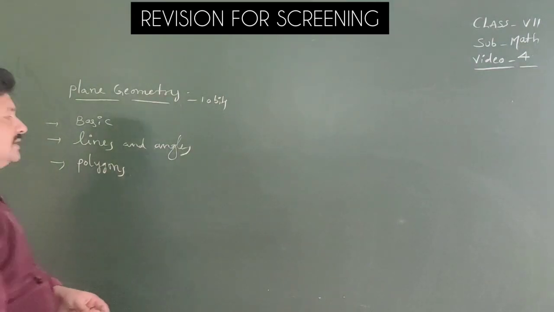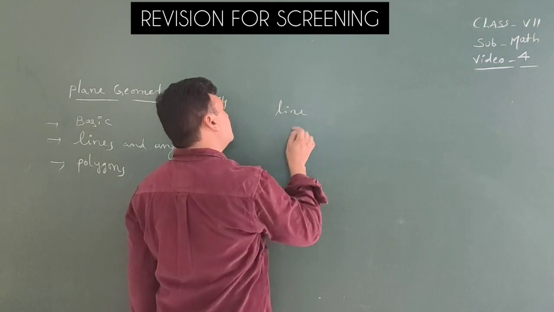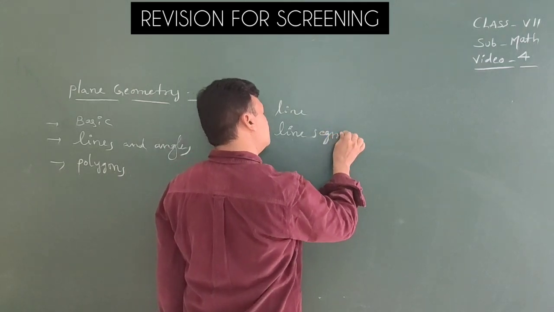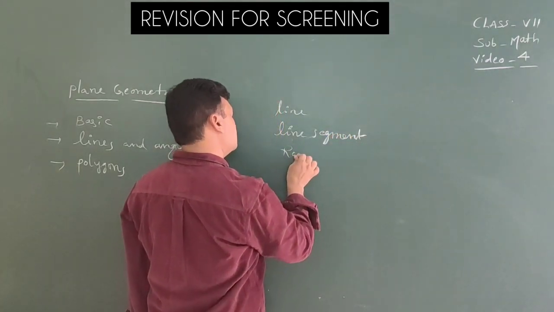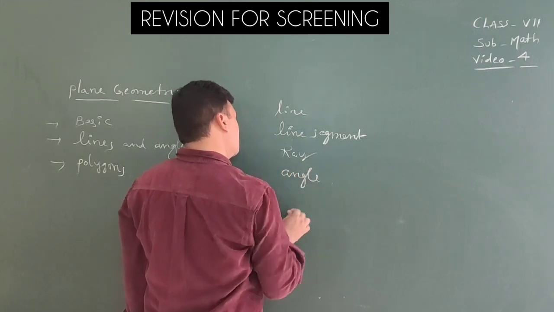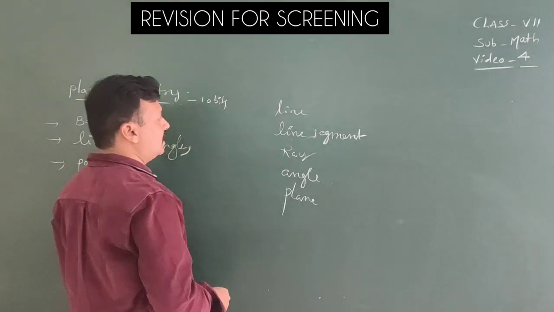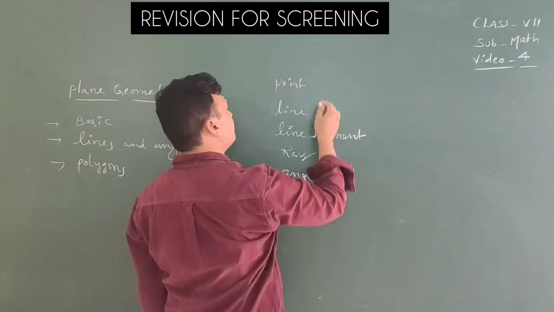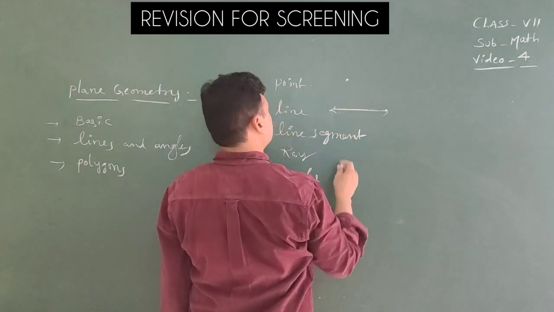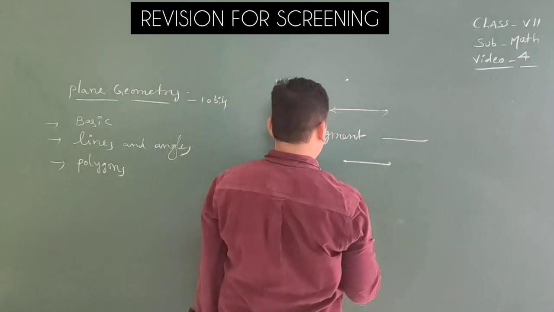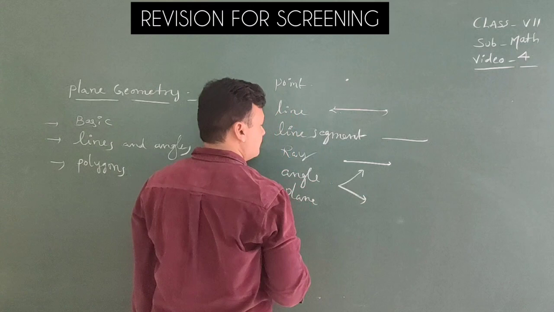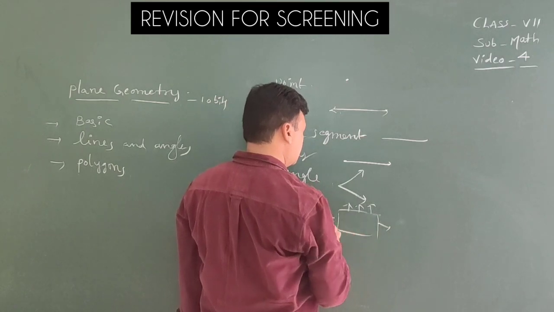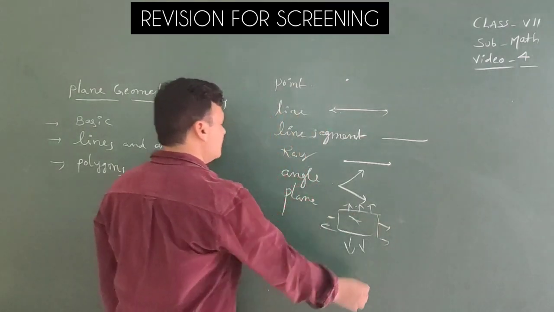Here basic definitions like point, line, line segment, ray, angle, plane. These are all the basic definitions of geometry. A plane is a flat surface extending in all directions. These are the basic definitions.